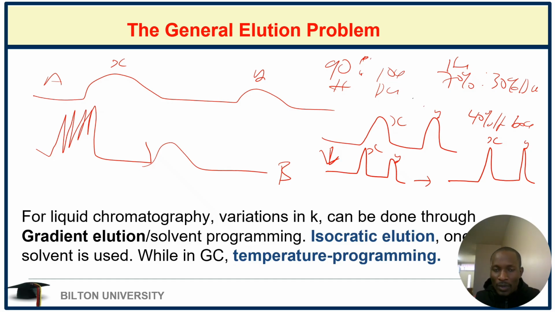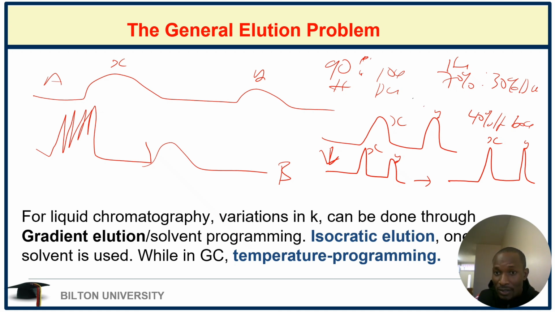depending on which type of analysis you are running. Is it GC analysis or HPLC analysis? So for liquid chromatography, the LC, you can vary the retention factor, which is K, through gradient elution. And we have said gradient elution is when you are changing the solvent system. You can start even from here.